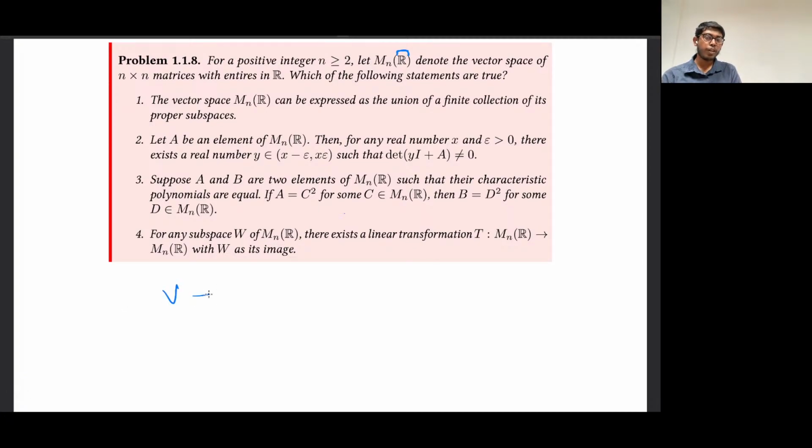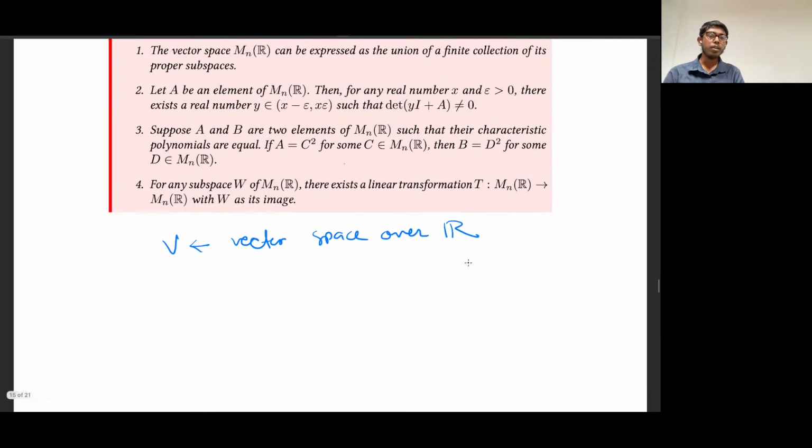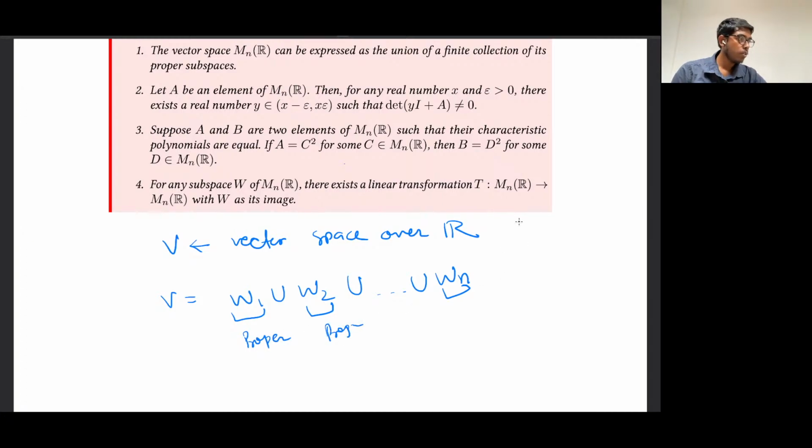So let's say V is a vector space over R. Now, if I take option 1 to be true, it means that V can be written as W1 union W2 union up to Wn. Okay, and all are proper. This is proper, this is proper, everything is proper. It is a union but not the sum.